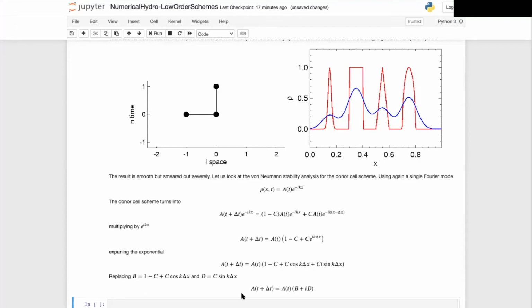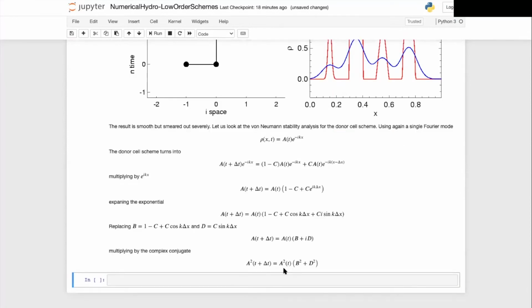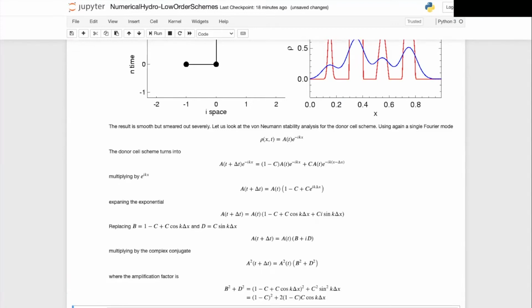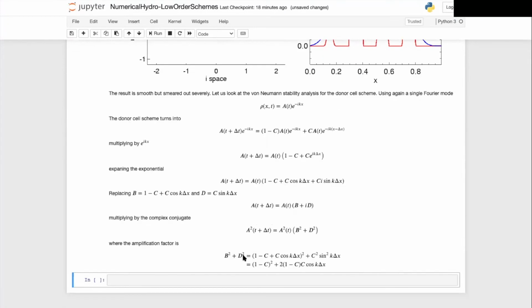So we can write the amplification in this form, and if we now multiply by the complex conjugate, this is the equation that we have. The amplification factor is b squared plus d squared, which we write in this form. Now you have here the amplification factor. You have a term which is 1 minus c squared, and you have this other term here, which multiplies the cosine of a quantity.